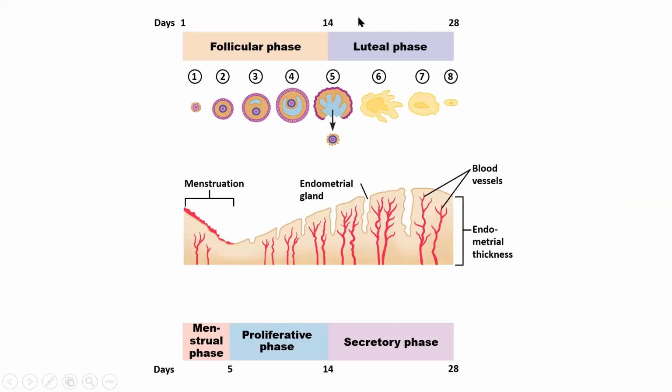So here is a summary of the 2 phases of the ovarian cycle and how they coincide with the 3 phases of the uterine cycle. So we've got the follicular phase, day 1 to 14, which is really preparing that Graafian follicle and preparing the oocyte to be ruptured and preparing for ovulation. That is coinciding with the first 14 days of the uterine cycle, which has the menstrual phase of bleeding, as well as the proliferative phase, which is preparation for implantation as well.